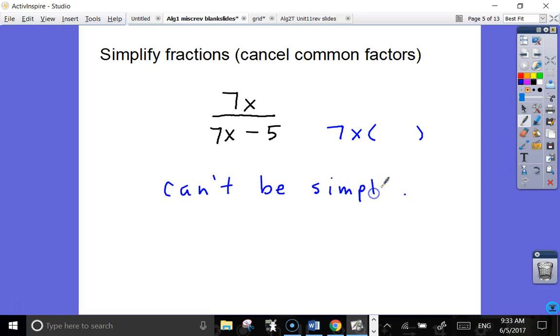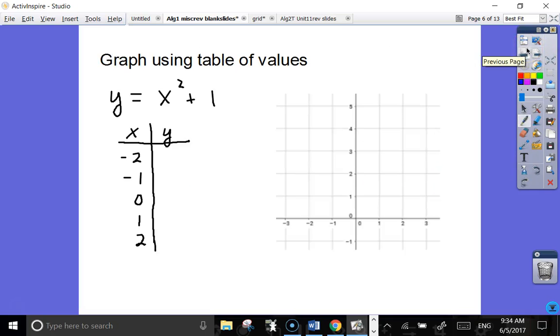You know, we saw this when we did the lesson, and I'm putting it here because one of them tomorrow will be like that, right? Can't be simplified. Oh boy. Okay, here we go.